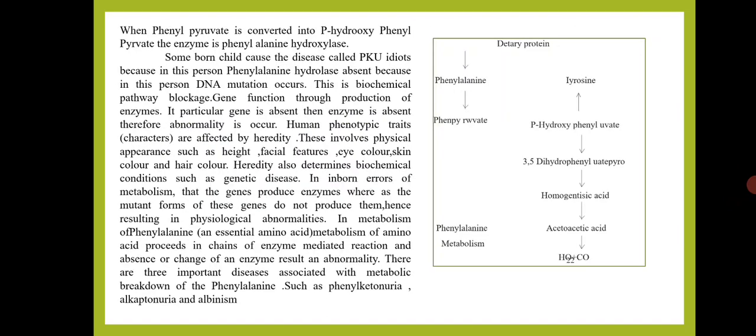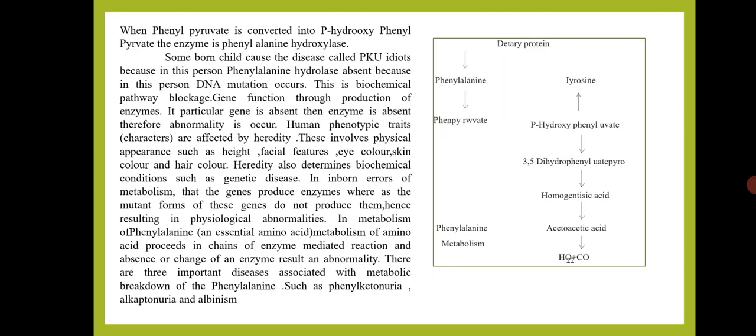Here the conversion has been given, showing how the child gets the disease called phenylketonuria, because in the person phenylalanine hydroxylase is absent, as a DNA mutation occurs. This is a biochemical pathway blockage through lack of production of the enzyme, and when the gene is absent, abnormality occurs.